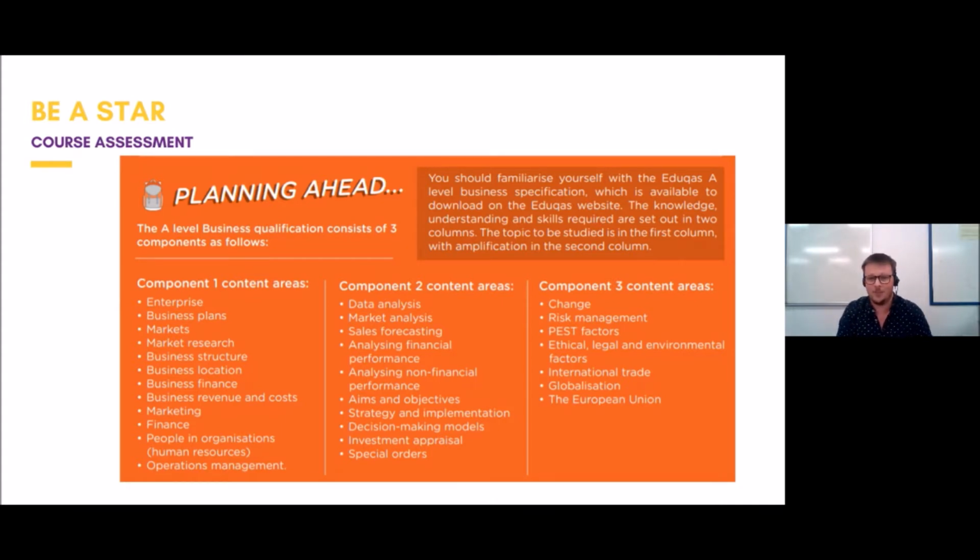Once we've got that key set of knowledge, we move into our second year and ask how we can achieve our goals. We'll look at how businesses set aims and objectives, and then what strategies, short-term actions, we can put in place to achieve those long-term goals. The final component looks at a larger context for businesses: what external factors, things outside our business that we can't control, will affect our business?